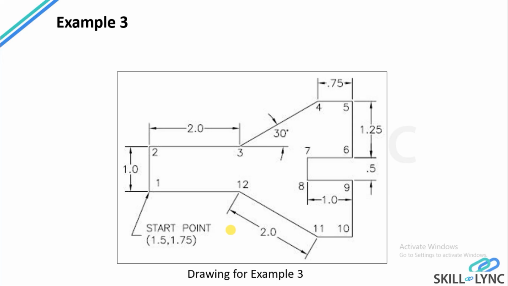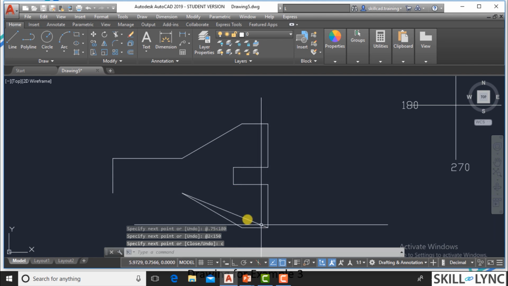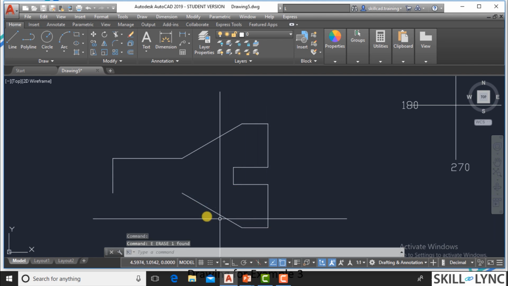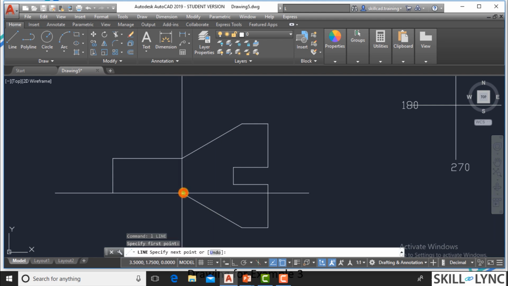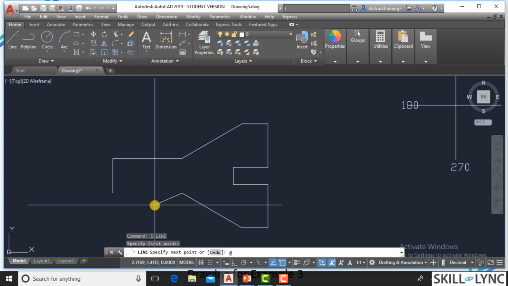So you say @, the length is 1 unit. Then the length is 0.75 units and the angle is 180 degrees, so @0.75<180. Now you can say @, length 2 and angle 150 degrees. And now you can use the close command. If you close over here, it will close it here. Nothing to worry about, just select it and erase it. Again, click the line tool, click on this point and say @, the length is 2 units and the angle is, let's say, 1 degree.